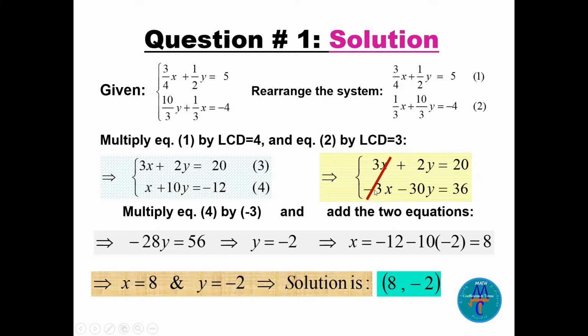Now you add the equations. So this is eliminated, see? Cancelled, eliminated, deleted. So you will have 2y minus 30y, minus 28y is equal to 56. y will be minus 2. Then you can take any equation you like to find x. From 3 and 4 may be easy. Take x, minus 12, take this on the other side, minus 10y. y is minus 2, so x will be 8. So the solution will be x and y, remember, an ordered pair, x and y. This is a nice example.